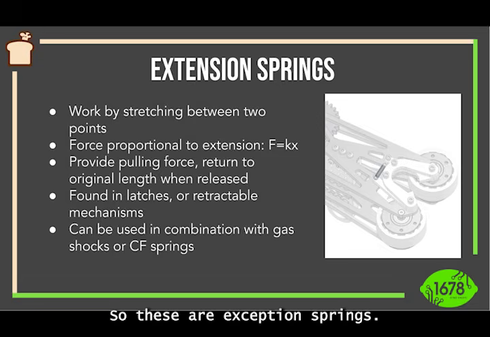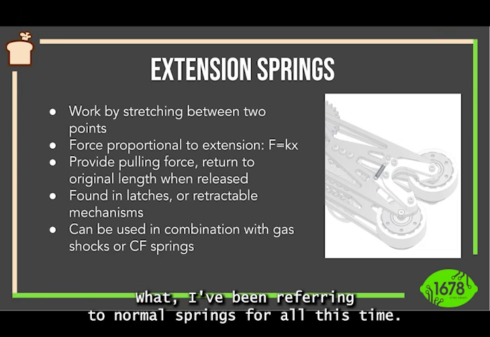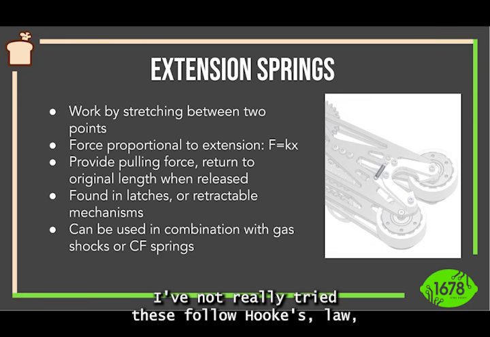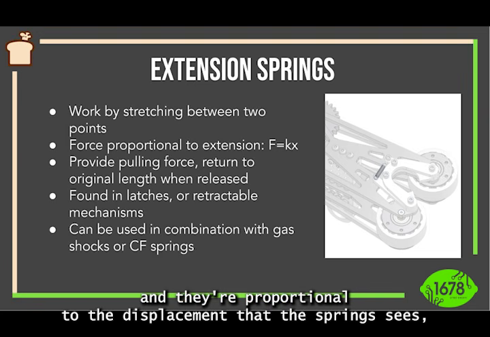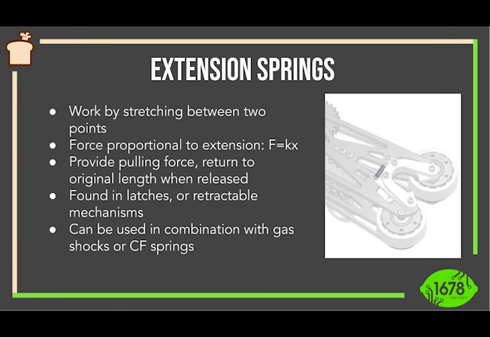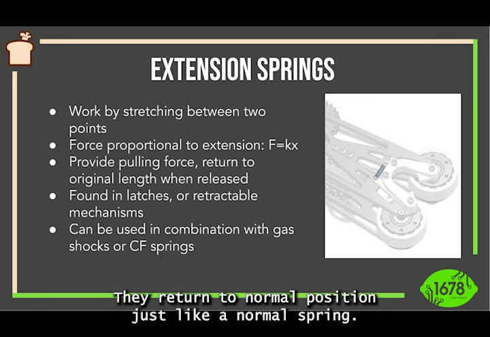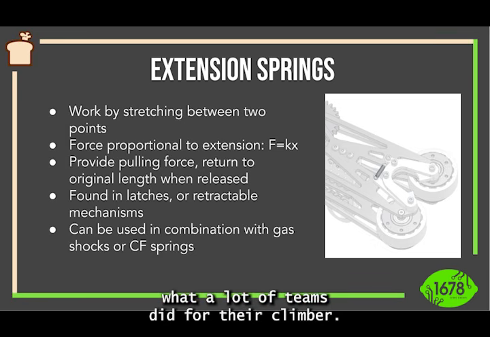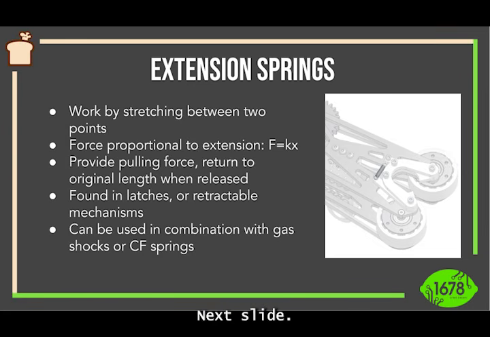Is there anything else? Yeah, so these are extension springs, what I've been referring to as normal springs all this time. These follow Hooke's law, and they're proportional to the displacement that the spring sees. They provide a pulling force, they return to normal position, just like a normal spring. And they're great to use in latches and such, which is what a lot of teams did for their climber. Next slide.